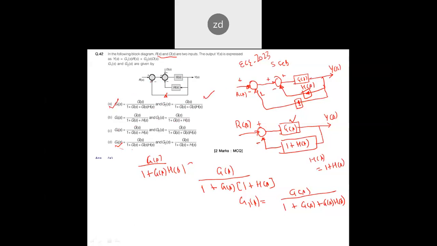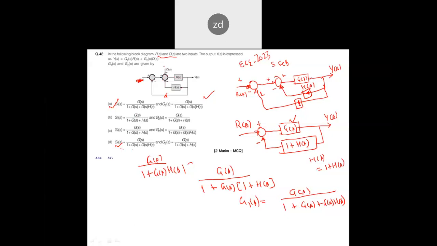Now let's see about this. Here also you have to consider the response only due to D of S. In terms of the D of S term, the same principle will apply. Again, these blocks will become parallel. If you only consider the response due to this, the only thing is that you have to remove this. The rest, a similar thing will follow.